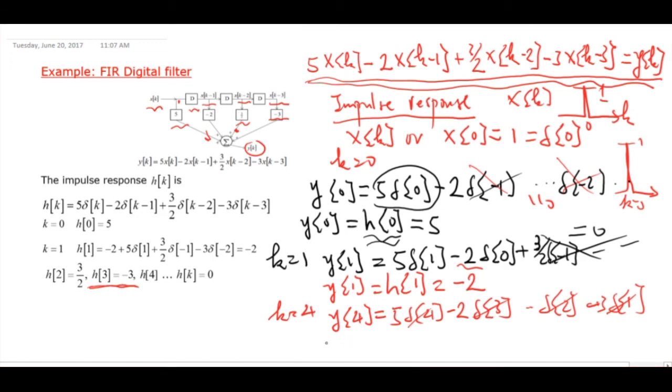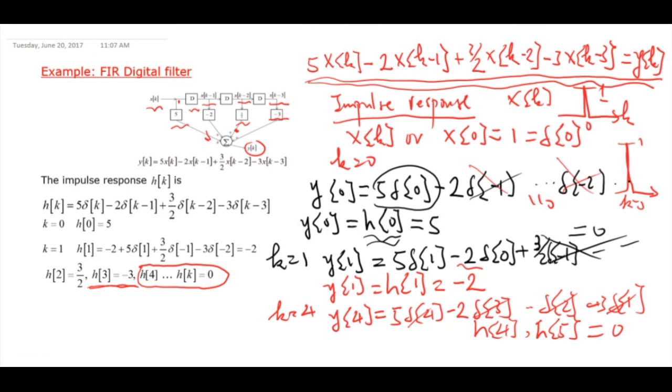So we can see that h4, h5, and so on are all equal to 0. That is the reason why for k bigger than 3, they are all equal to 0.